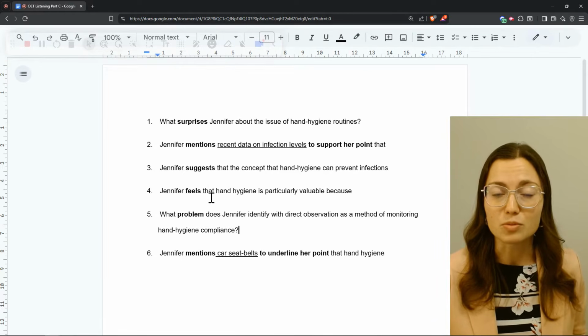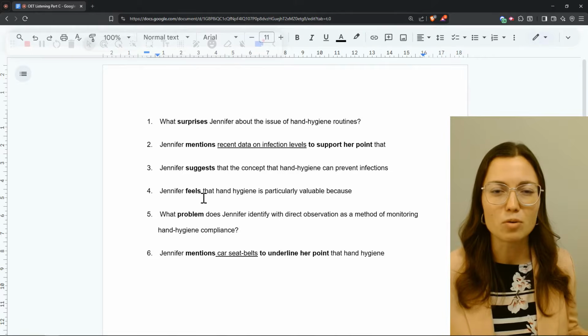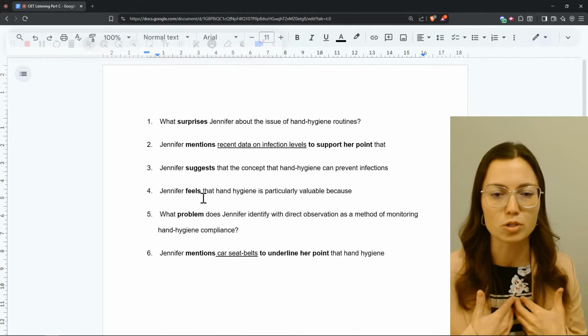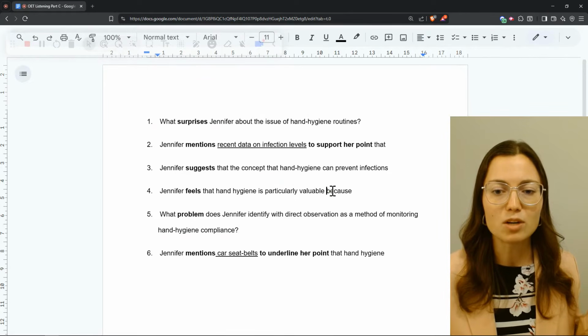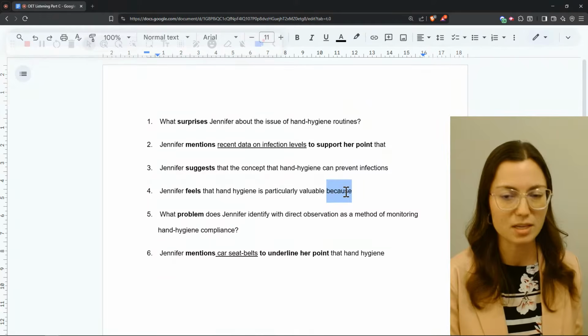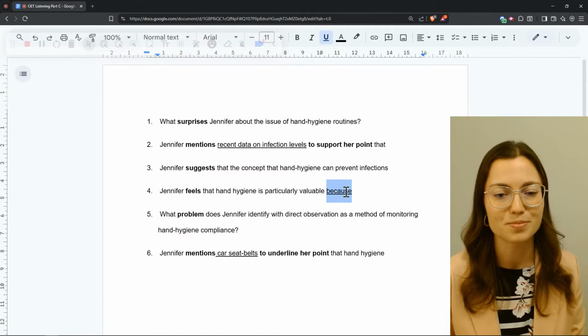Jennifer feels, we see that in question 4, another emotion where it's her perspective. Why does she feel that hand hygiene is particularly valuable? And we know this is a why question because we see the word because.